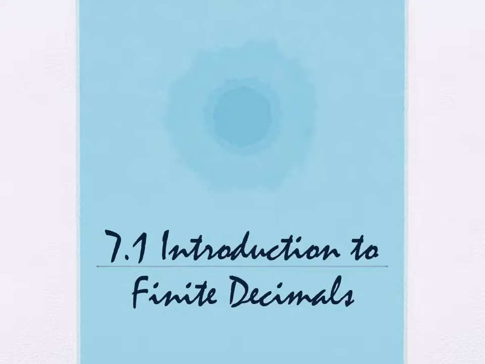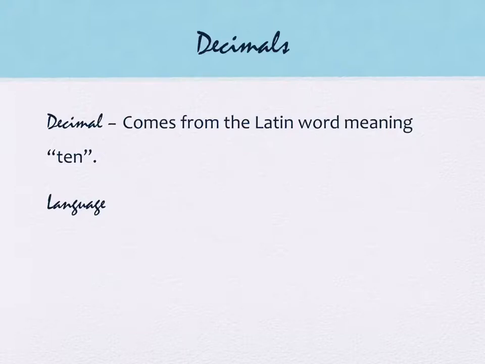All right, today is section 7.1, and we are going to look at decimals for the first time. So this is called Introduction to Finite Decimals. And when they say finite, they mean non-repeating, okay? So they stop. Finite means they conclude, they end. So to start with, the word decimal. The word decimal comes from the Latin word meaning 10.